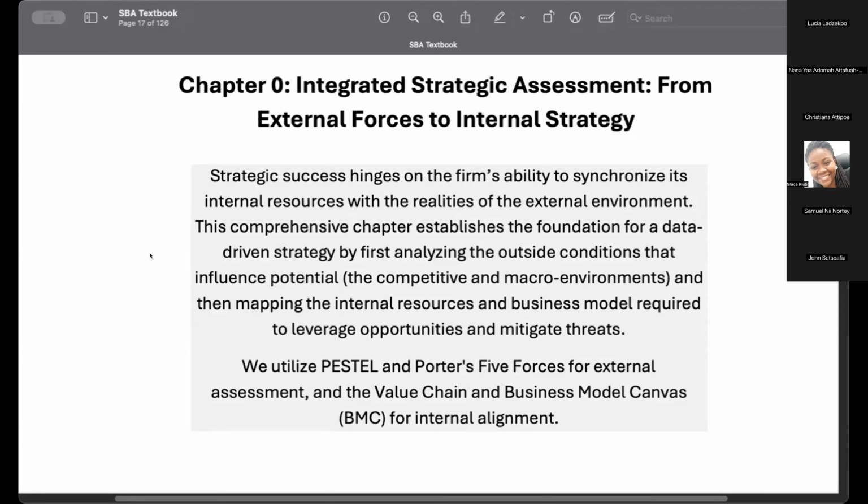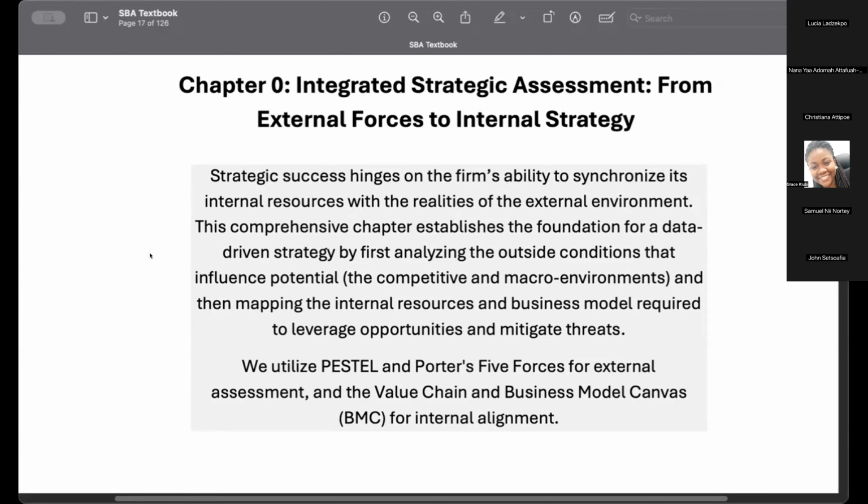the examples are more of firms which are not Ghanaian. And it's more on the management part. The data part is not very evident. So sometimes the students find it difficult to relate what we are doing with the data side. So that's why we try to put this together.